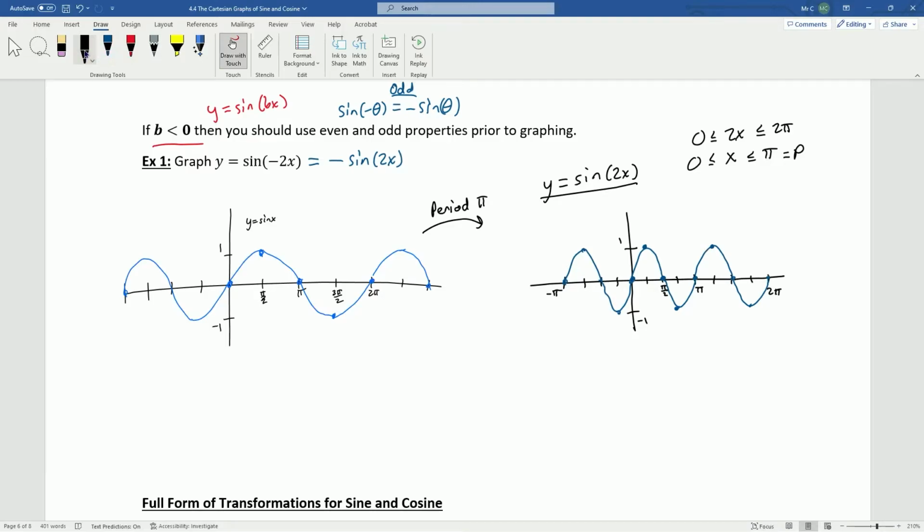Okay, and so now our last transformation is just going to take us to y equals negative sine of 2x. And that's nice and easy. We're taking our previous y value, multiplying it by negative 1. That's going to reflect the y values over the x-axis. This is a reflection over the x-axis. So I'll draw my new graph.